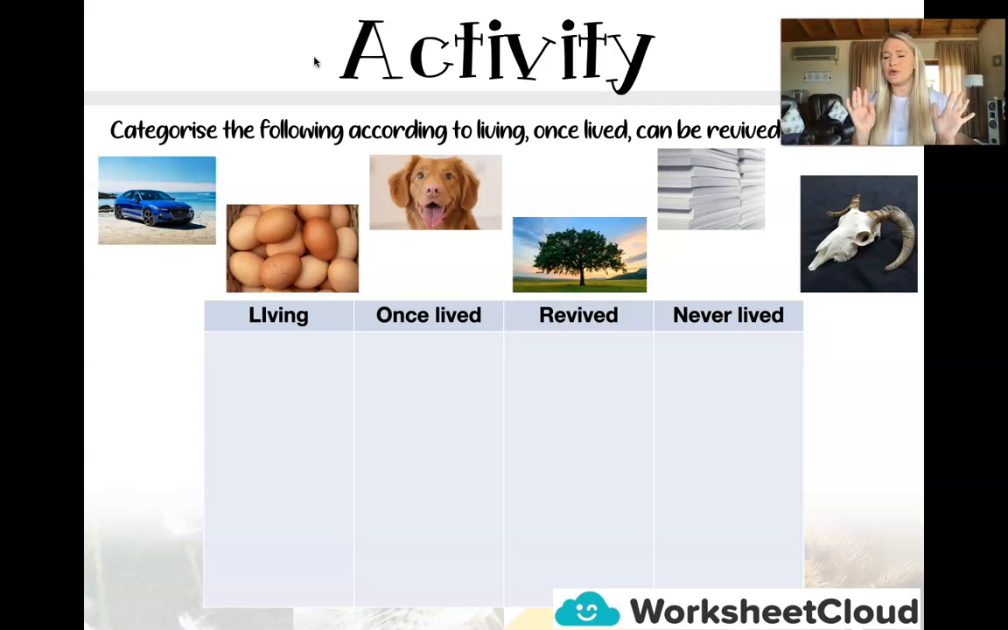I'm actually going to give you a couple of seconds to have a look at the pictures, and if you could put them in the particular category or column according to where you think they should fit. Where do you think it'll go? 3, 2, 1, go.